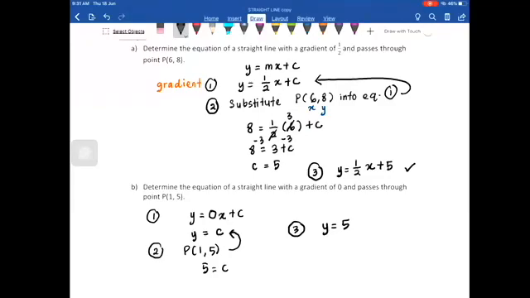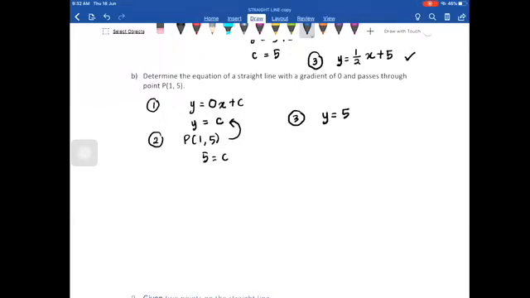Okay. So, if you remember last year, kamu ada cover juga gradient where gradient is equals to 0 and also when gradient is undefined. Ada dua jenis gradient selain daripada positive and negative gradient. If you still remember, when gradient is 0, dia jadi horizontal ke vertical line? Is it a horizontal or a vertical line?